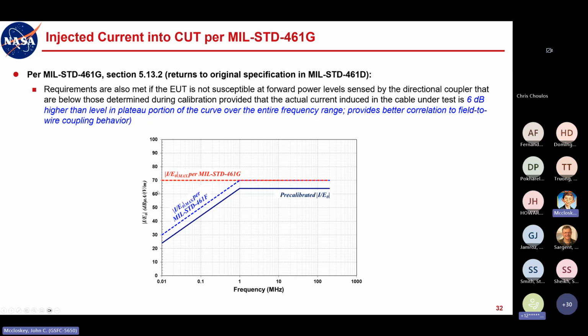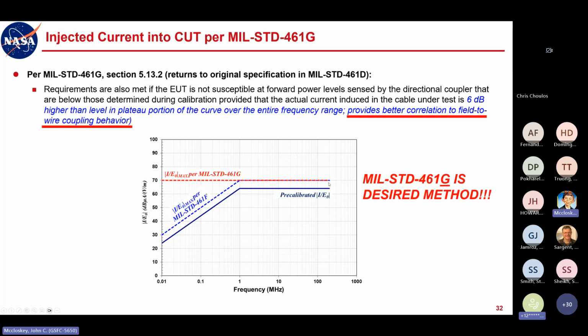So it's the flat level here across the whole frequency range. So it's 6 dB higher than the plateau level, but all across the frequency range. So MIL-STD-461G is the desired method because it provides better correlation to field-to-wire coupling behavior.